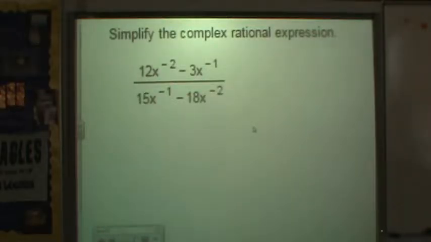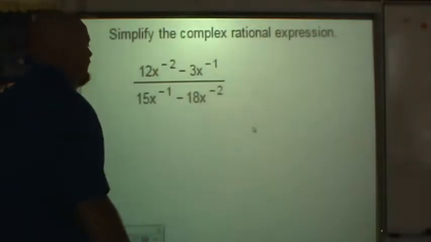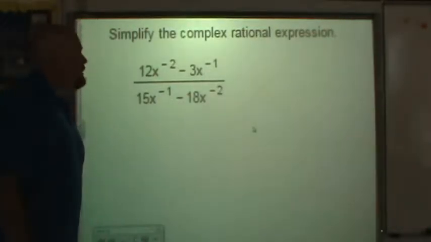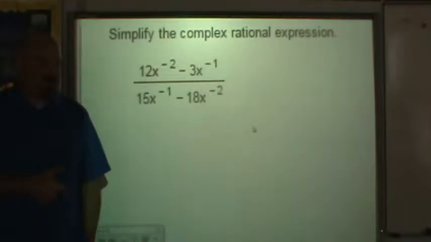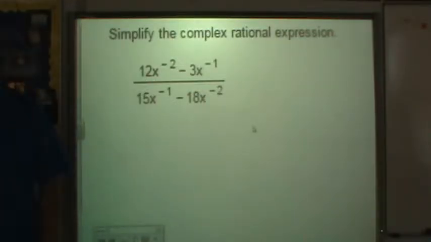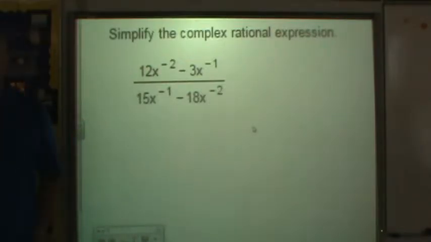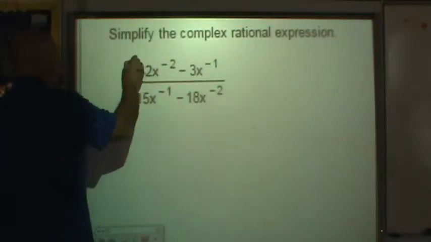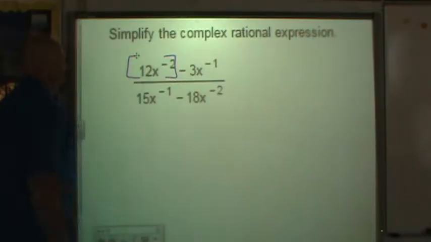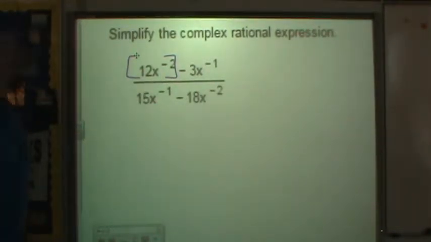All right. So this is a good example to look at nested rational expressions. Nested meaning fractions within fractions, and trying to simplify them. But also the properties of negative exponents. So let's specifically look at this and what that means. 12x to the negative second power.